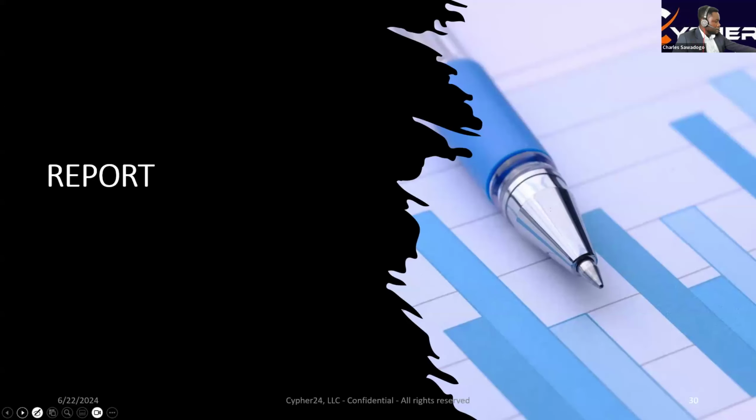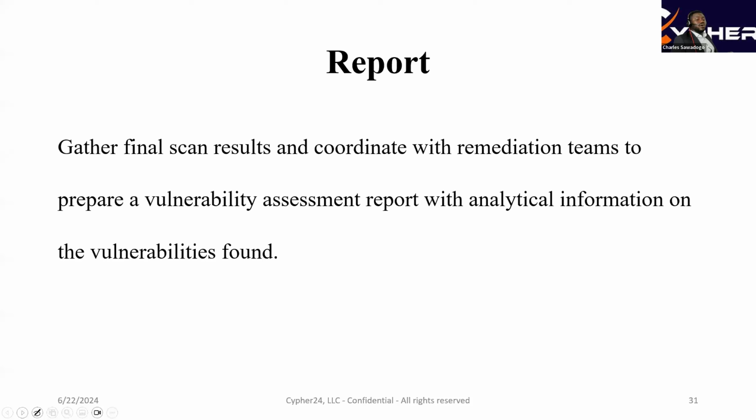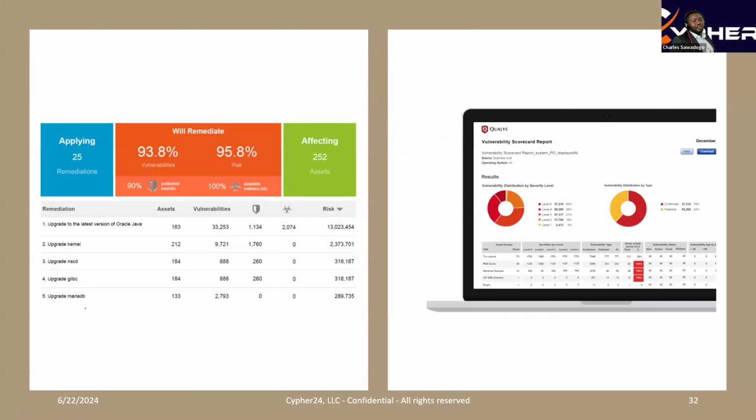Now, the third step after you do all that is to report it to the correct team. Like I said, reporting means bringing it to the attention of the correct team. You gather the final scan results and coordinate with the remediation teams to prepare a vulnerability assessment report with analytical information on the vulnerabilities found. So you bring it to the attention of the team, and that's how a report looks.